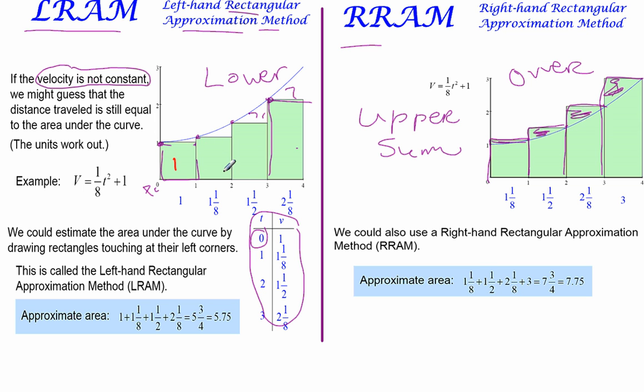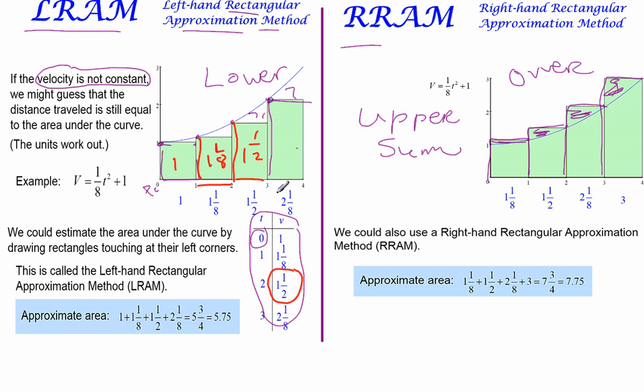So I'd have an area of 1. Here I have a width of 1 and a height of 1 1/8. That's going to give me an area of 1 1/8. Here I have a width of 1 and a height that calculates out to 1 1/2. So I'm going to have an area of 1 1/2.